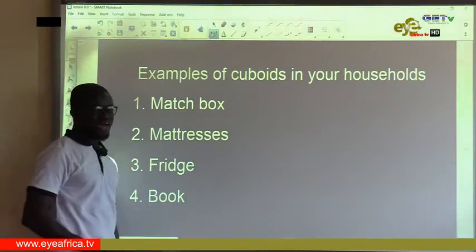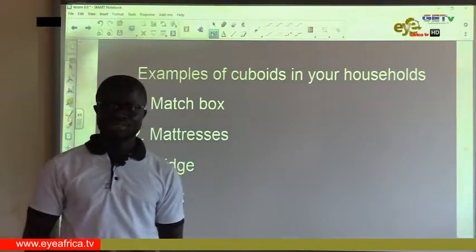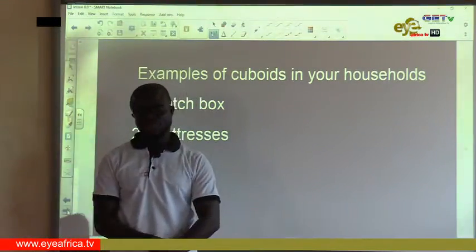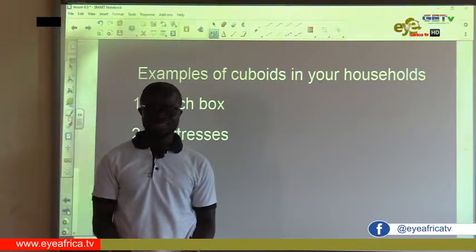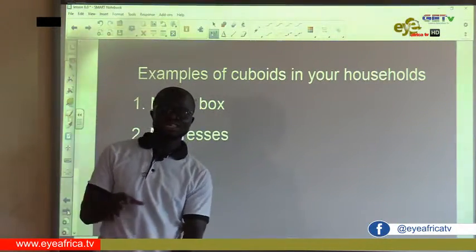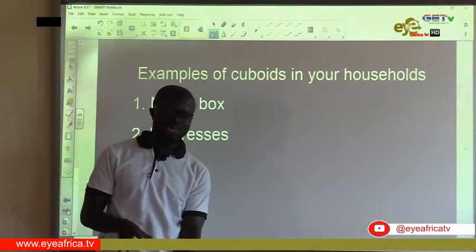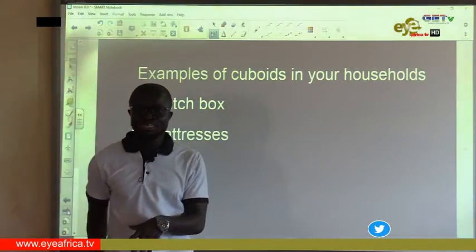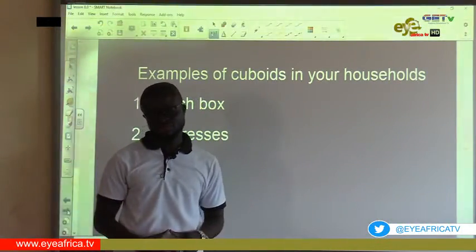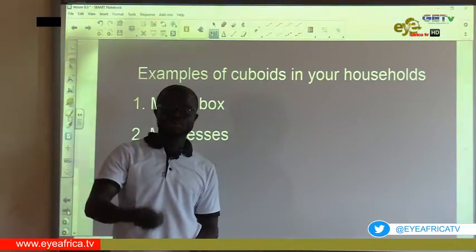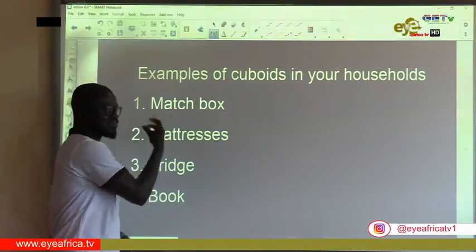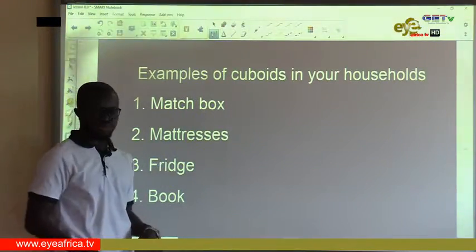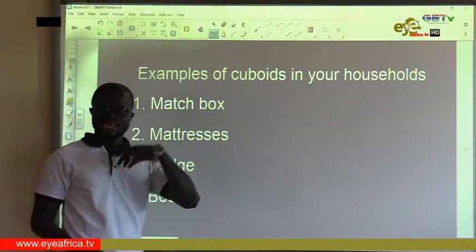The second example we have is the mattress. Mattress, you call it locally as sponge, where you normally spend the night when sleeping. If you look at the mattress, it is made in such a way that it has a thickness, and that thickness gives it what? A height. So with the thickness that gives it the height, remember it is having a length and a width or a breadth. So because of those features, you can also classify the mattress as what? A cuboid. So the mattress is also an example. You can always investigate based on the properties that I told you to tell whether it is a cuboid or not a cuboid.